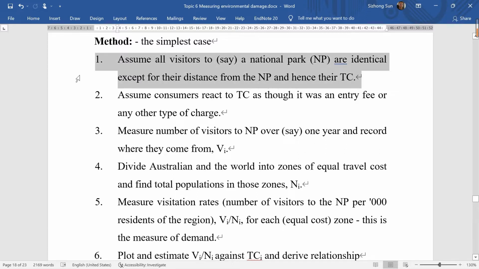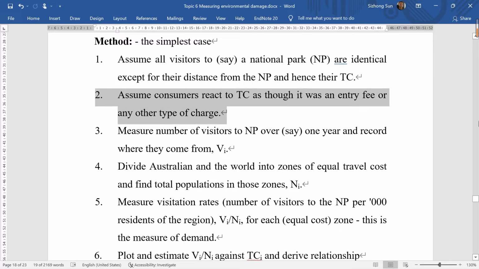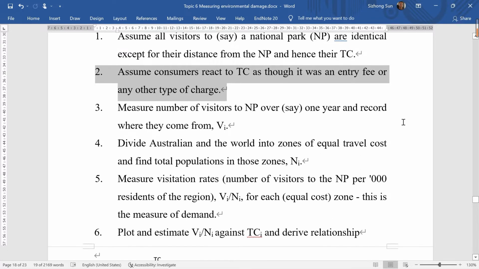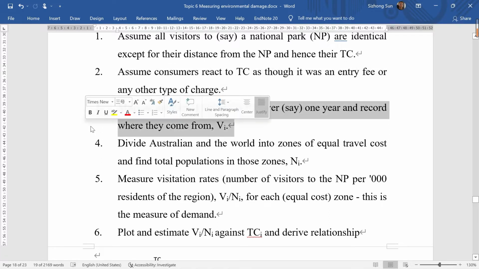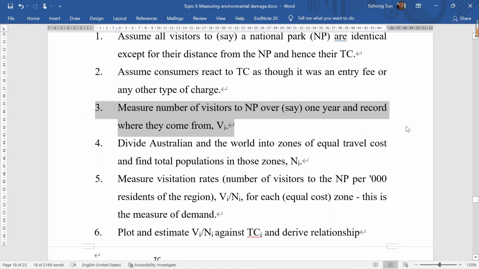First, we are going to assume all visitors to a national park are identical except for their distance from the national park, and hence their travel cost. So there's a variation across the travel costs. And assume consumers react to travel cost as though it was an entry fee or any other type of charge. Then we can collect data on the number of visitors to a national park over the years, and we can record where they come from.